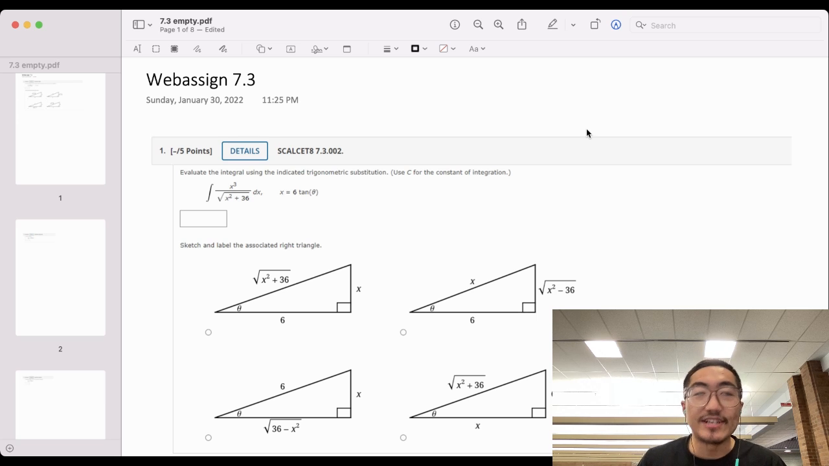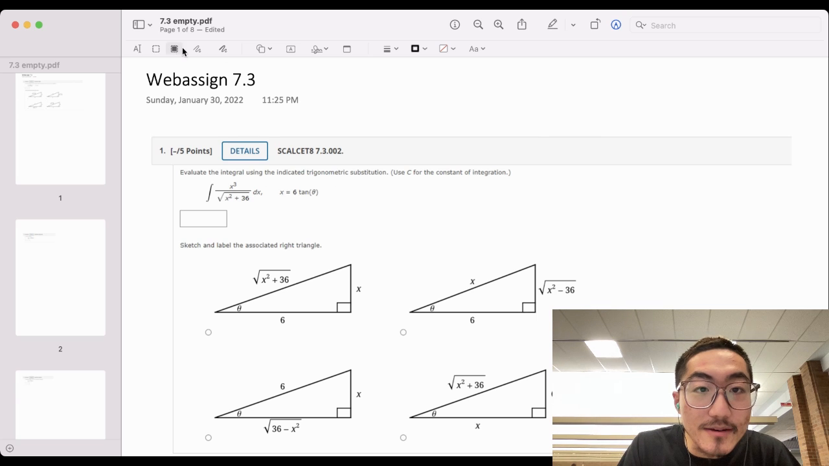trigonometric substitution is to solve more complicated integrals by converting the Cartesian expression into a trigonometric expression, using the trigonometric identity, the Pythagorean identity here.